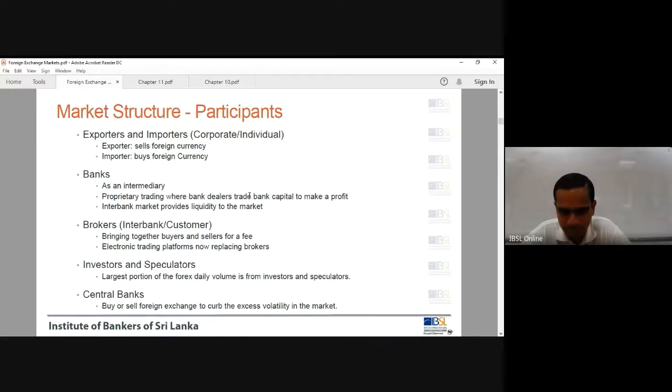Central banks, very important participants in the market. They decide on the optimal exchange rate for countries. Now, a central bank like the Federal Reserve, right? The US central bank is called the Federal Reserve. The Japanese central bank is called the Bank of Japan. You have the Bank of China. The objectives may be different, right?